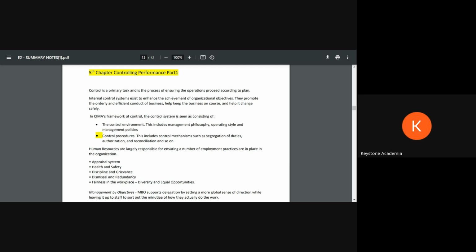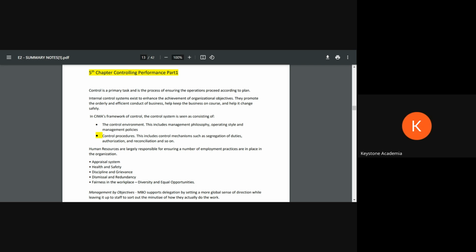Okay. What do you think control is? Control is like a steering wheel of a company. It's the process that ensures that the business is moving in the right direction and achieving its goals, right? Just like a driver adjusts the steering wheel constantly to stay on the road, managers and leaders use control mechanisms to keep their organization on track. Do we agree on that? Yes. Okay.